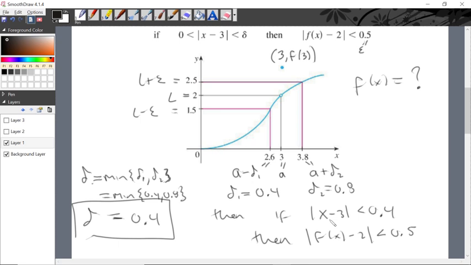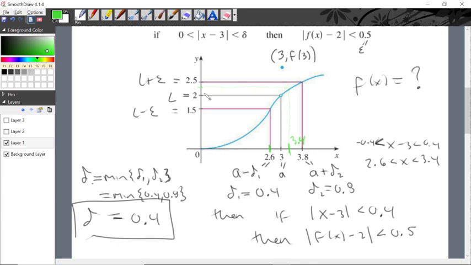Unpack this statement: the absolute value of x minus 3 is less than 0.4. That means that x minus 3 is between negative 0.4 and positive 0.4. That means that x is between 2.6 and 3.4, which we can see from the graph would be sufficient. So by choosing 0.4, we're allowed to go as far to the left as 2.6, but we're also allowing ourselves to go as far to the right by symmetry as 3.4, knowing full well that we'll still be safe if we go no farther than that.